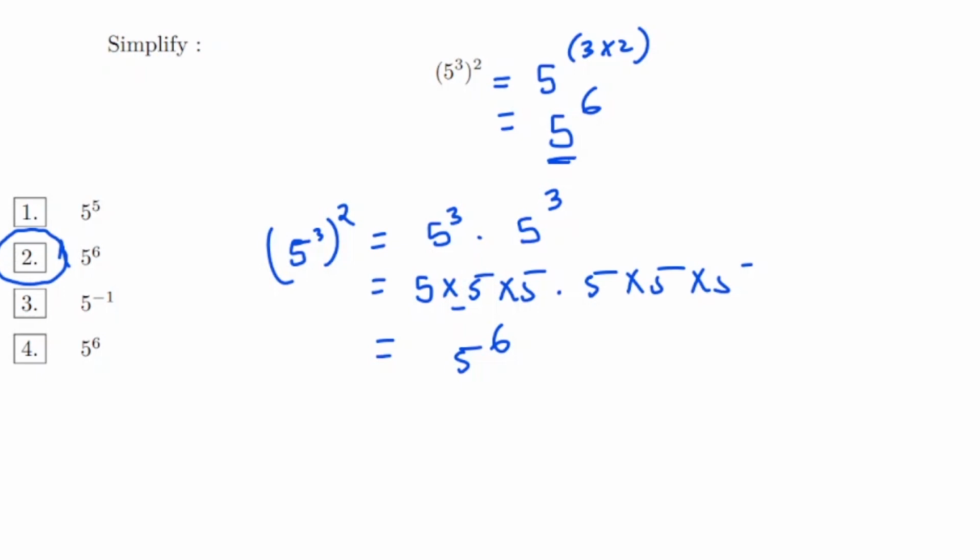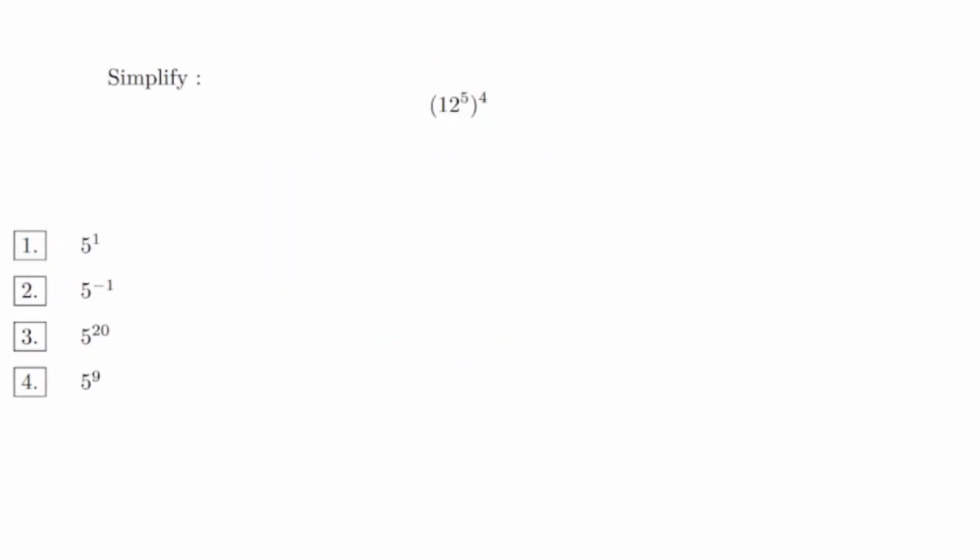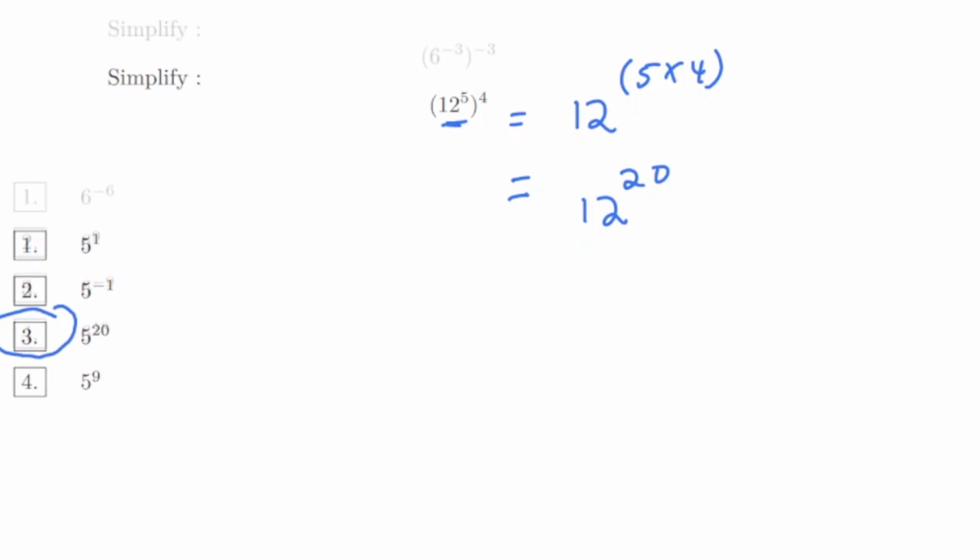when you have a base and a power and exponent raised to another power. Okay. So simplify 12 to the power 5, all raised to the power 4. Well, you just simply multiply the exponents. So you have base 12 and you have 5 times 4. 5 times 4 is 20. So this is 12 raised to the power 20. So this is the correct answer.